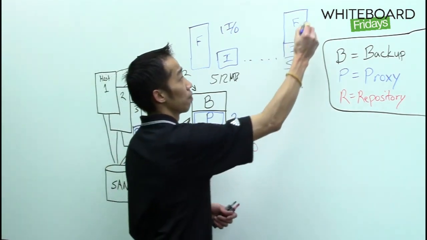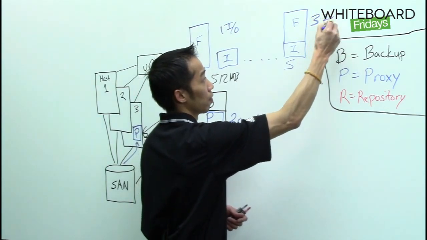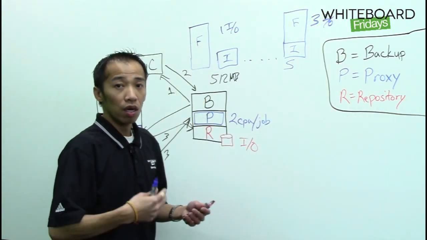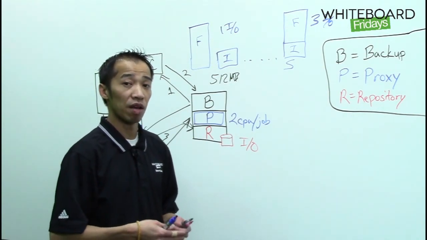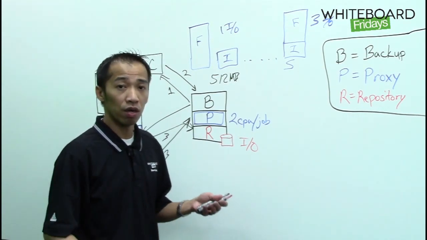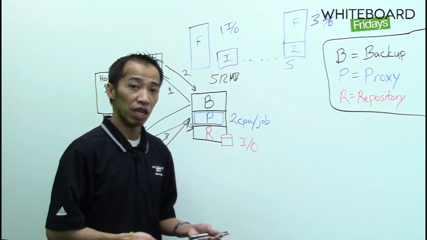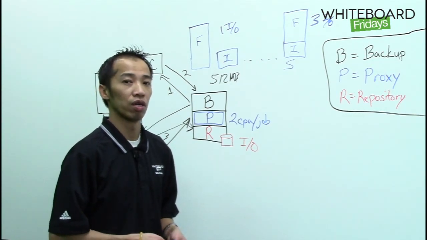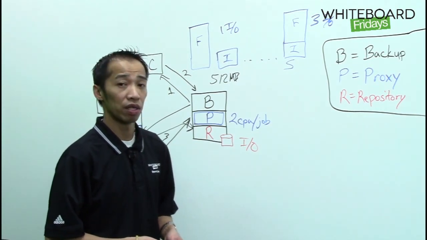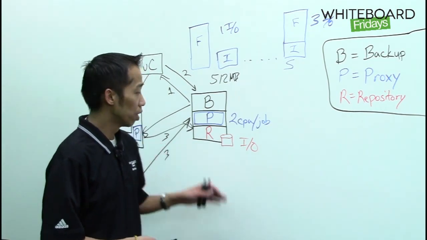So there's actually 3 I/O per block when you're talking about synthetic full, right? So that's a significant amount of I/O. If you consider a 7200 RPM SATA drive can give you probably roughly around 100 I/O. We can saturate that pretty quickly.